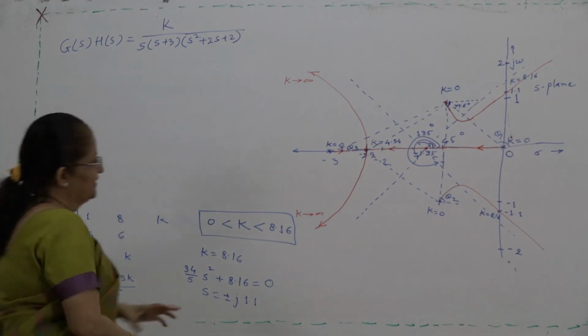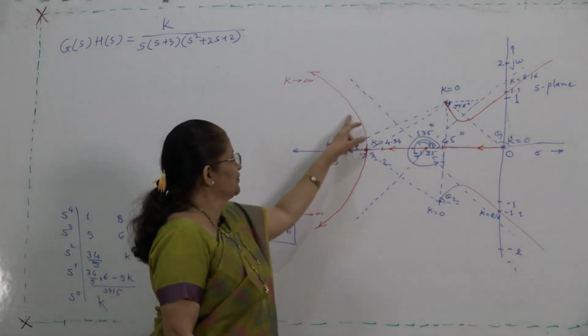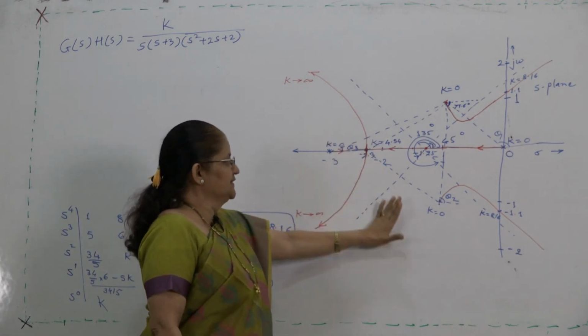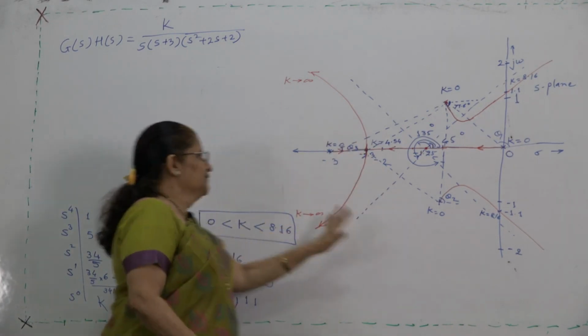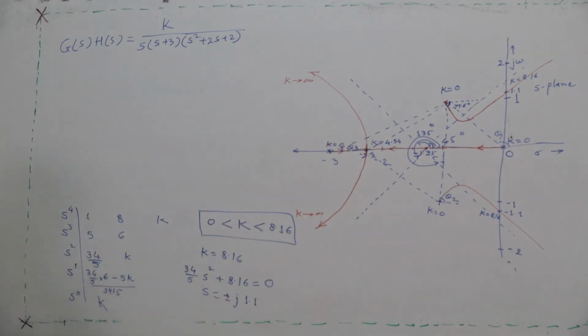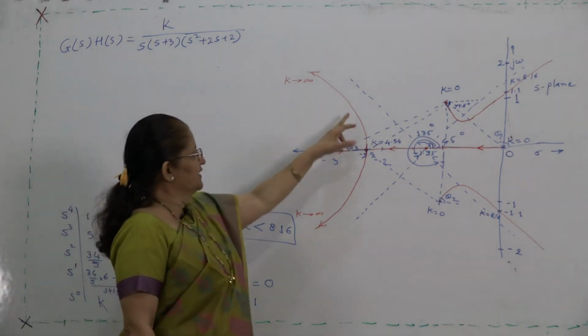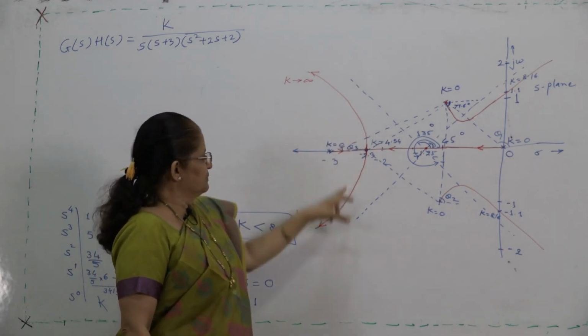Okay. Second, which is again important, is determination of open loop gain for a specified damping factor of the dominant root. So, what is the damping factor? Zeta value, which we know.